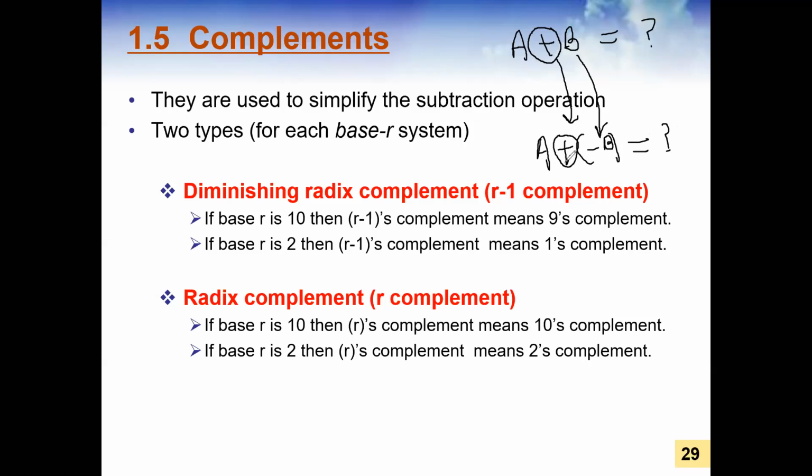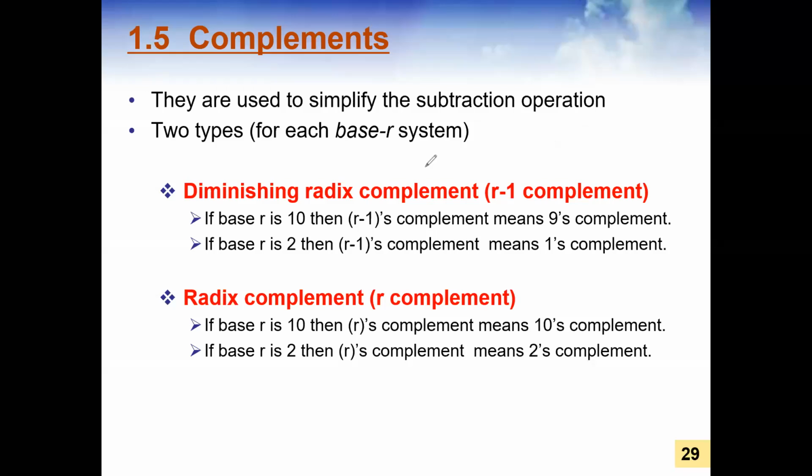Basically, hope everyone understands now what I was trying to say. Hardware can add only, but how can I perform the subtraction? The way is if I can represent B, this number, as a negative number. So how can we represent a positive number as a negative number? We can do it with the help of complements. Complements are used to simplify the subtraction operations, and they represent a positive number as a negative number.